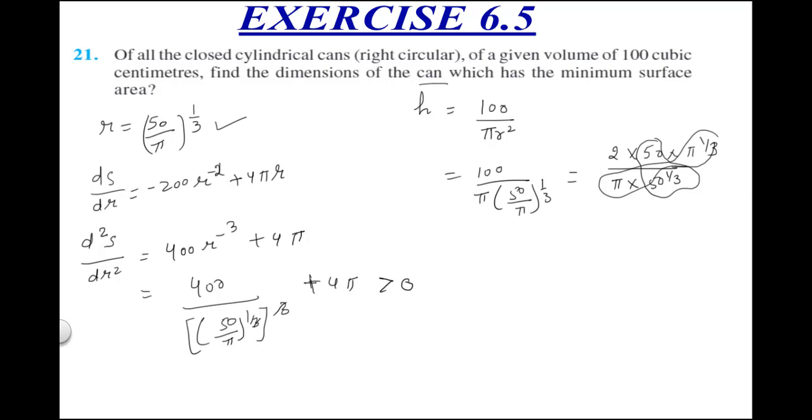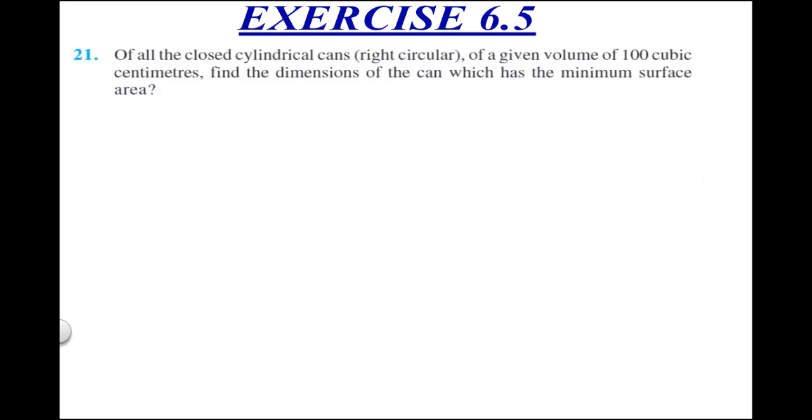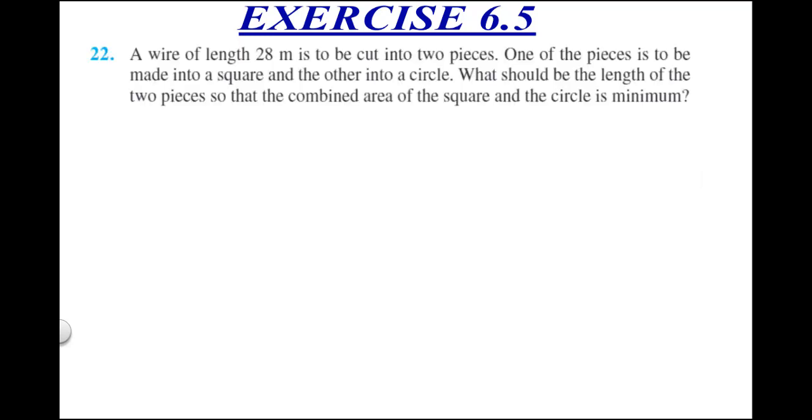Let us proceed to our classwork questions now. So now the first question that we are going to discuss is question number 22. In question number 22, we have been given a wire of length 28 meters. So I'll just draw it in front of you. A wire, suppose it is 28 meters in length. Now it is to be cut into two pieces. So let us just take two pieces. Okay, now they're asking one of the pieces is to be made into a square.